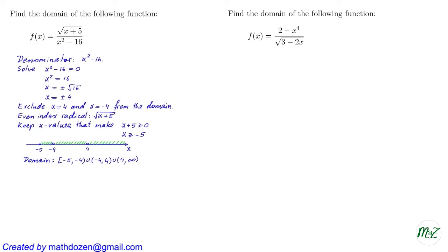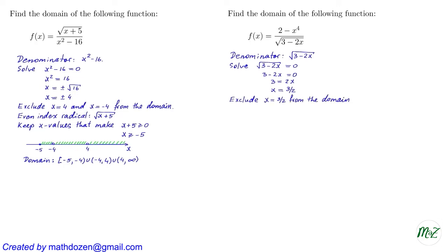Now switching over to the second function, which is f of x equals 2 minus x to the 4th over square root of 3 minus 2x. We notice that there is a denominator that contains square root of 3 minus 2x. So for the purpose of avoiding division by 0, we solve square root of 3 minus 2x equals 0 equation. That gives us 3 minus 2x equals 0. So it's 3 equals 2x, so x is equal to 3 halves. So we're going to exclude x equals 3 halves from the domain to avoid the problem of division by 0.